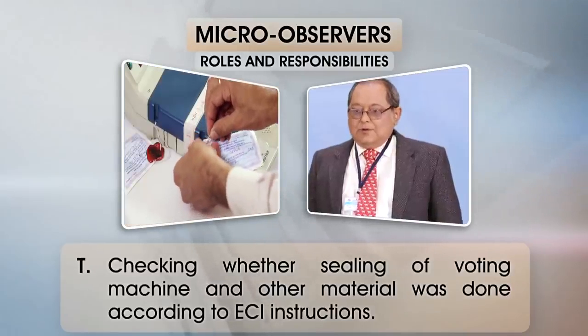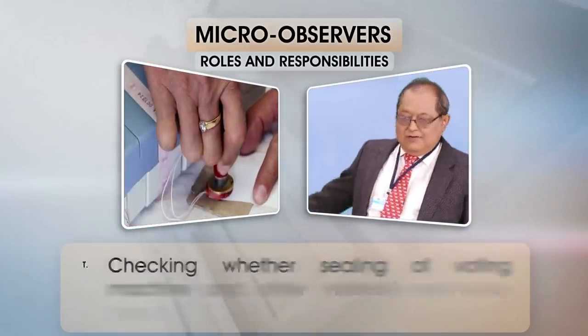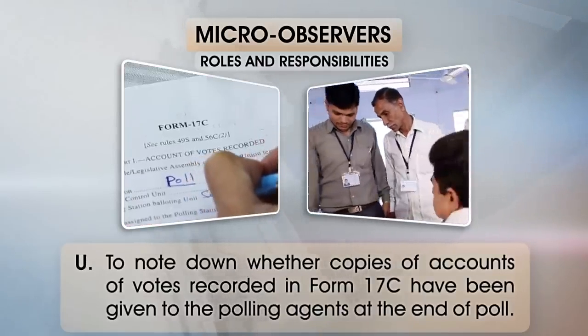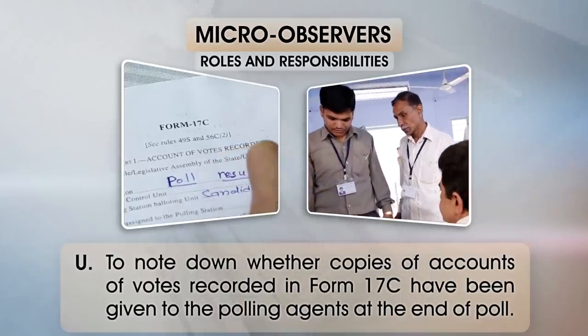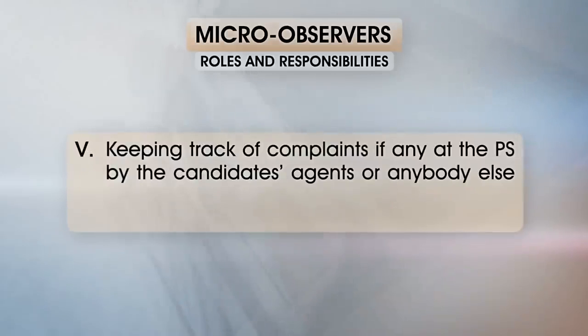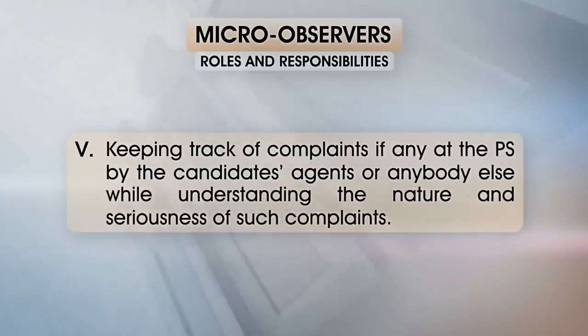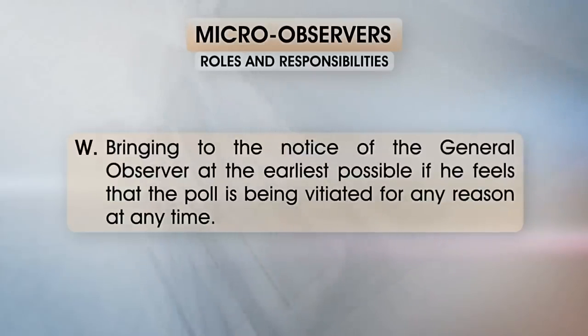Checking whether sealing of voting machine and other material was done according to ECI instructions. To note down whether copies of accounts of votes recorded in Form 17C have been given to the polling agents at the end of poll. Keeping track of complaints, if any, at the PS by the candidate's agents or anybody else while understanding the nature and seriousness of such complaints. Bringing to the notice of the general observer at the earliest possible if he feels that the poll is being vitiated for any reason at any time.